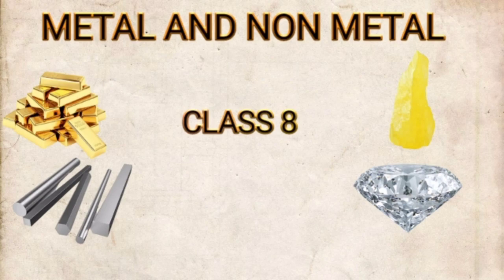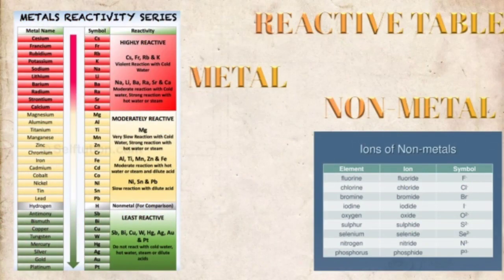So, let's begin. First of all, let's study the reactivity table of metals and non-metals. Both tables are on your screen. The metal table is on your left side, while the non-metal table is on your right side. Now let's see some of the common metals which are reactive. I'm going to read their names from the most reactive to the least.